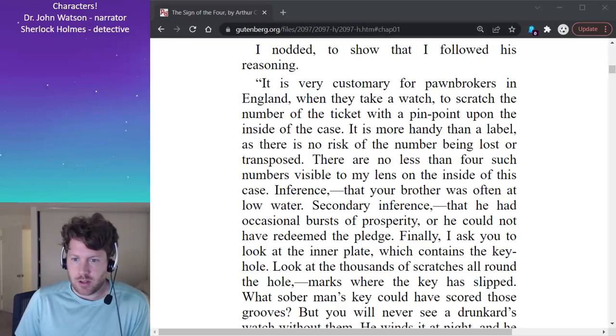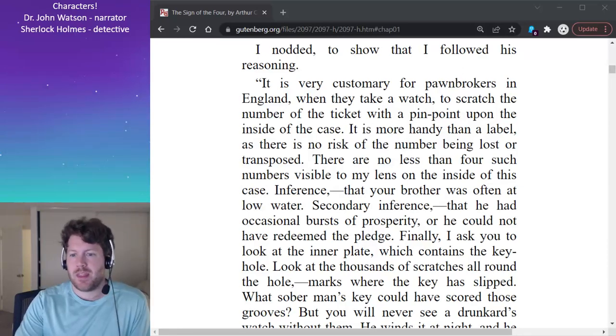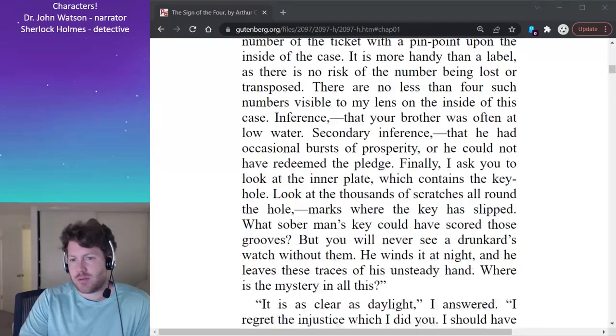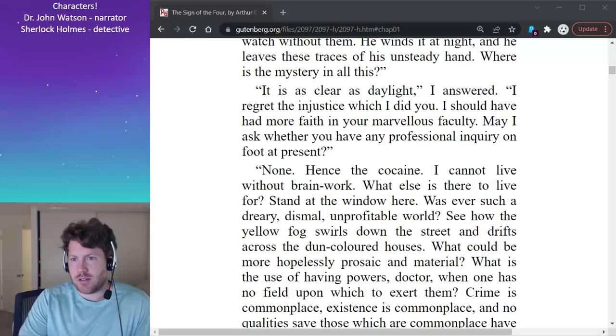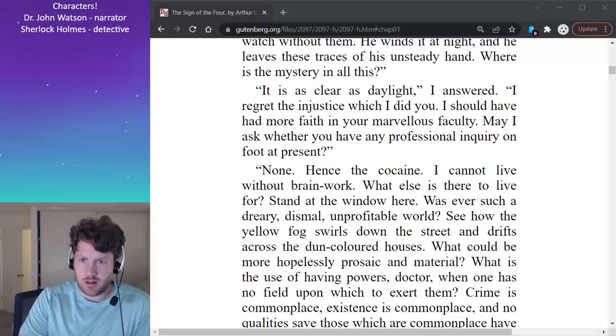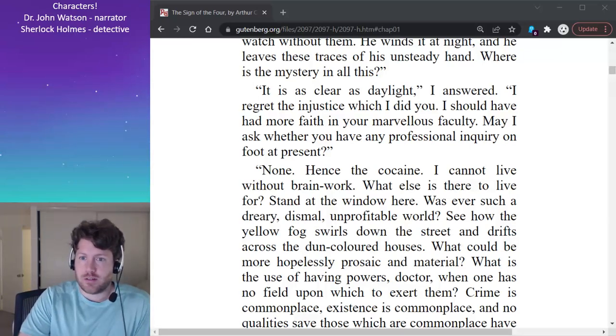Finally, I ask you to look at the inner plate, which contains the keyhole. Look at the thousands of scratches all around the hole, marks where the key had slipped. What sober man's keys could have scored these grooves? But you will never see a drunkard's watch without them. He winds it at night, and he leaves those traces of his unsteady hand. Where is the mystery in all this? It is as clear as daylight, I answered. I regret the injustice which I did you. I should have had more faith in your marvelous faculty.